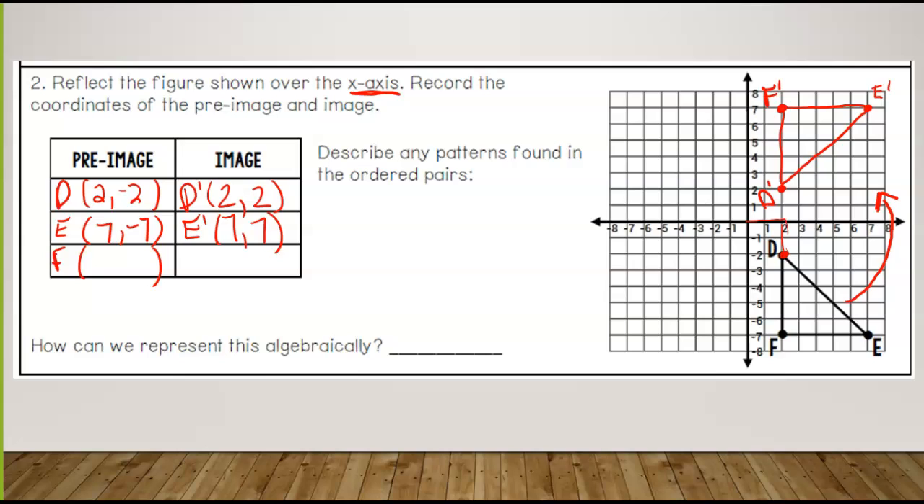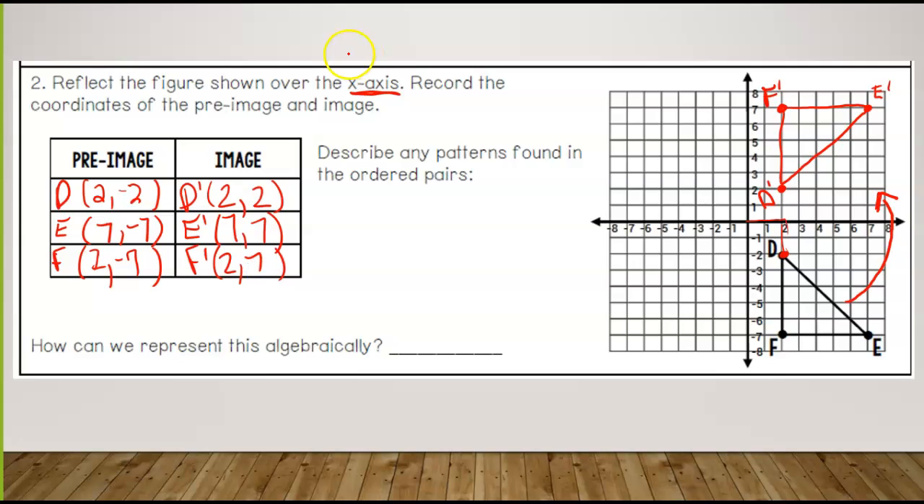All right, what about the original F? What did y'all get? The original F, what did you get again? 2, -7. And then F prime would become 2, 7.